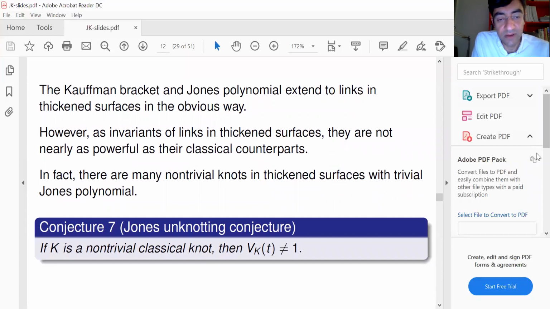But remember, we have this conjecture for the Jones polynomial for classical knots: if K is a non-trivial classical knot, then the Jones polynomial is non-trivial. That's an open problem. But it easily fails for knots in thickened surfaces. That shows that the Jones polynomial, if we define it in this obvious way for knots in thickened surfaces, is not that powerful. So it also cannot prove the analog of the Tait conjecture for us in the setting of links in thickened surfaces.